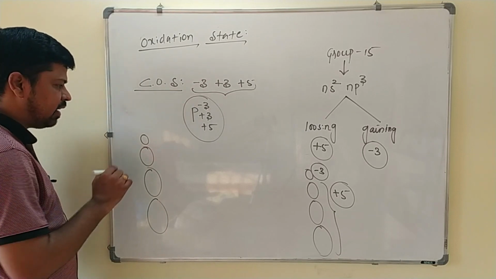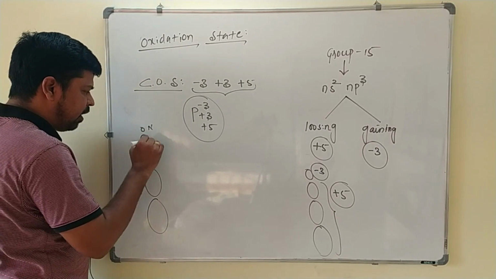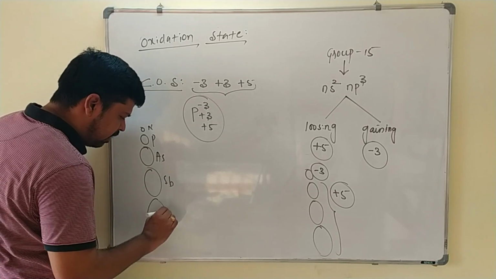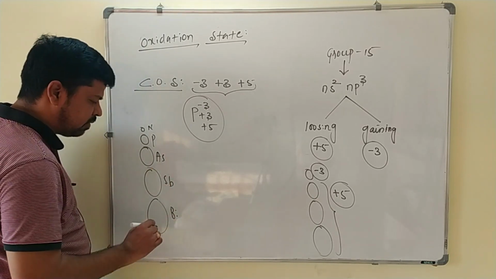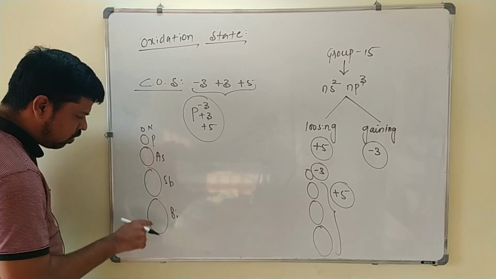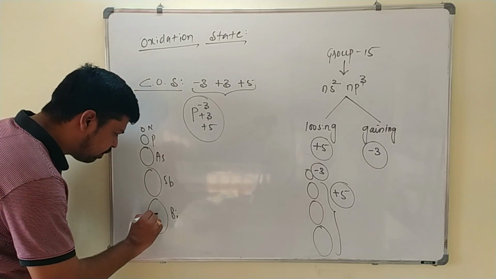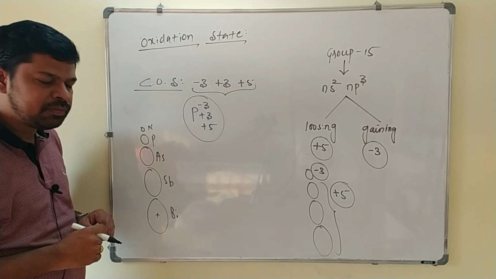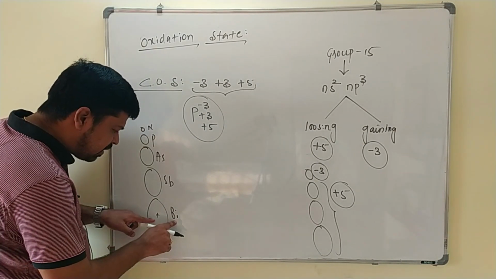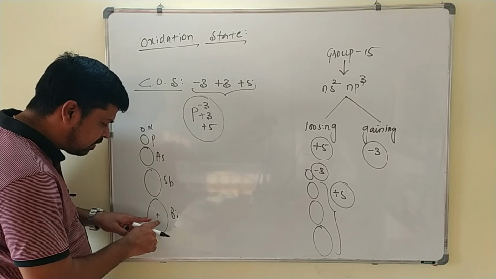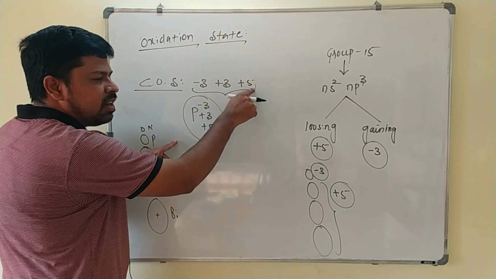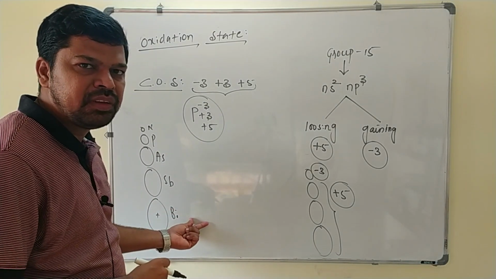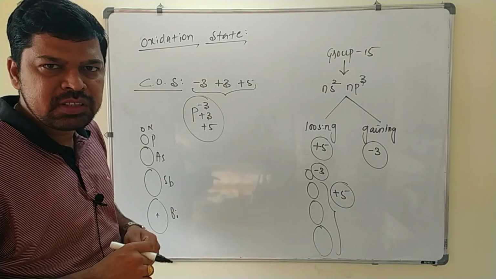Now, if you go down the group, again what happens here? Atomic size is increasing. Like this, I will write nitrogen, phosphorus, arsenic, antimony and bismuth. As you go down the group, the tendency of the atom to lose the electron increases because electrons are far away from the nucleus. Since bismuth has a larger atomic size, it must show what? +5 oxidation state. It has to lose all the 5 electrons, and it has to show +5 oxidation state.